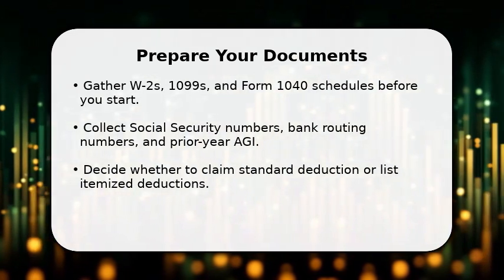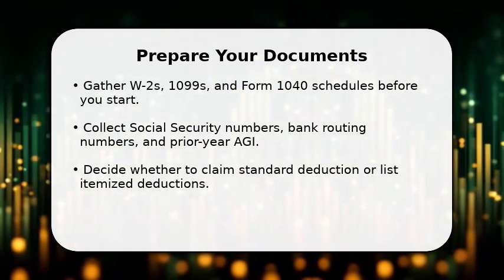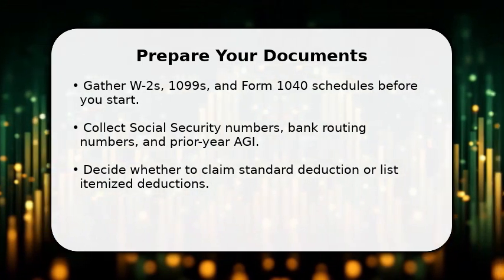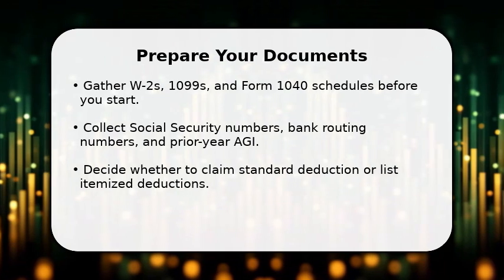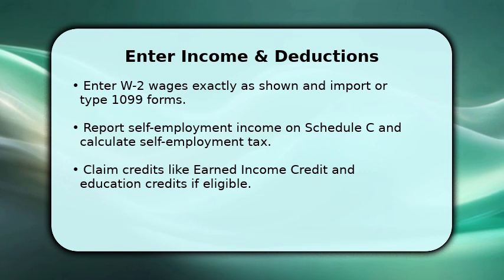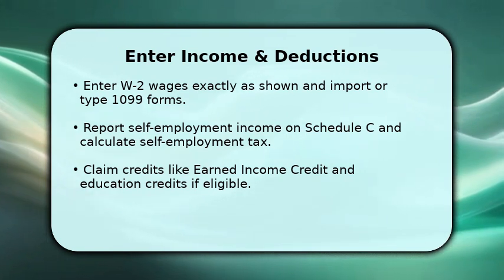Decide whether to claim standard deduction or list itemized deductions based on totals, and note mortgage interest, state taxes paid, and property tax figures. Enter W-2 wages exactly as shown and import or type 1099 forms.